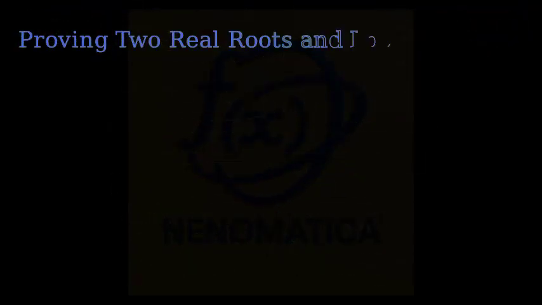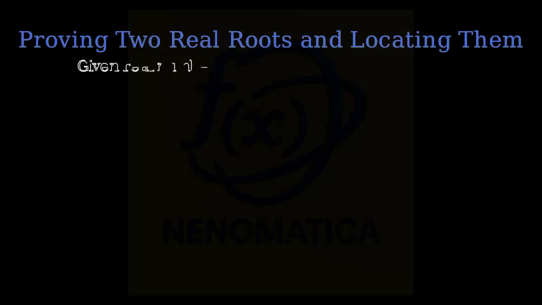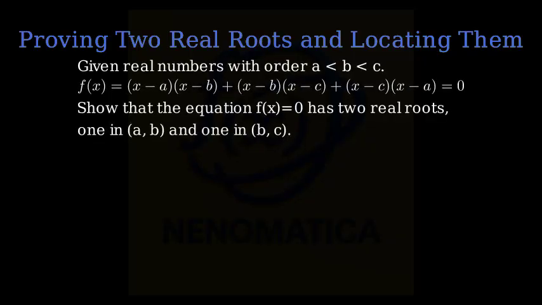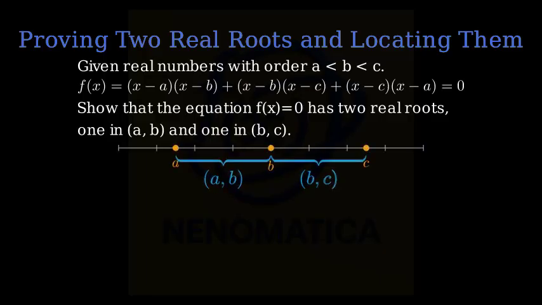In this lesson, we will prove that a certain quadratic equation has two real roots, and we will locate them between three ordered real numbers. Here is the problem statement. To build intuition, let's place a, b, and c on a number line, in that order. We'll use this picture later for sign checks.